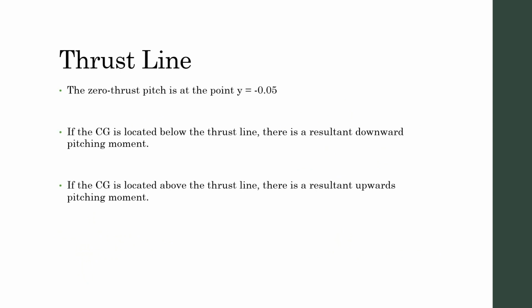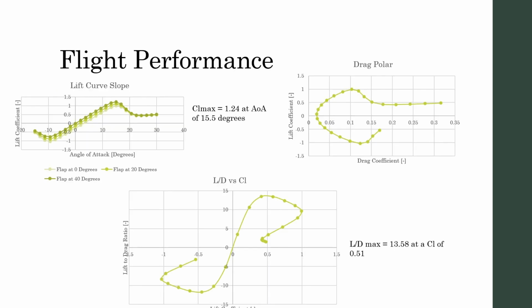The zero thrust pitch line is located at the point minus 0.05 from the coordinate system. And while completing the thrust line tests, it was visible that if the CG was below the thrust line, there is a resultant downward pitching moment, and if the CG is located above the thrust line, there is a resultant upwards pitching moment.